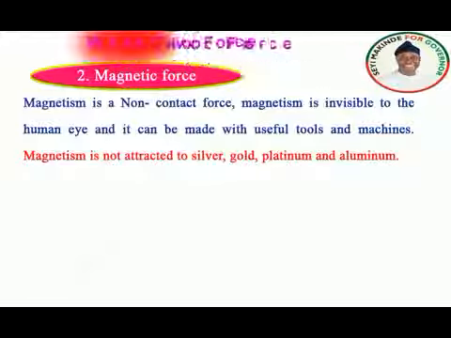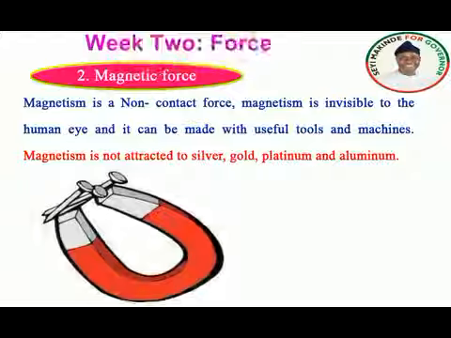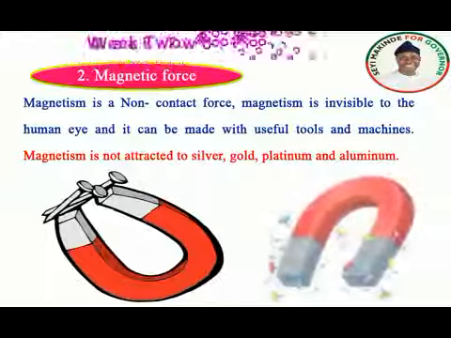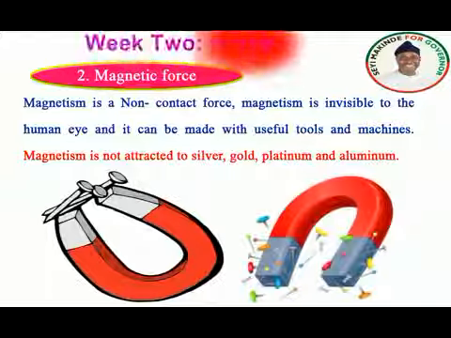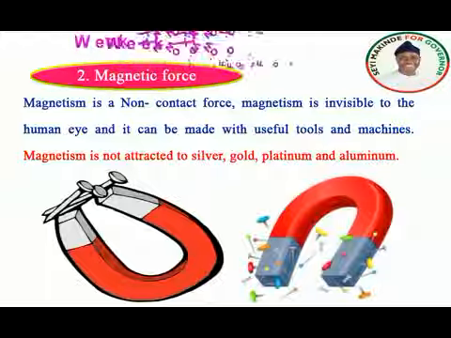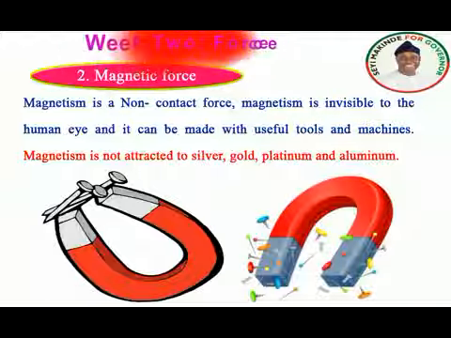Magnetic force. Magnetism is a non-contact force. Magnetism is invisible to the human eye and it can be made with useful tools and machines. Magnetism is not attracted to silver, gold, platinum, and aluminum.